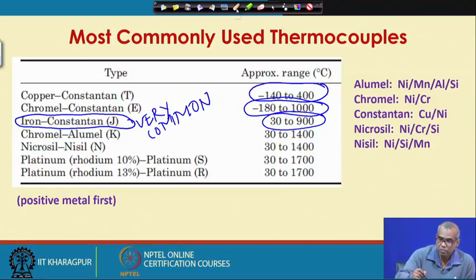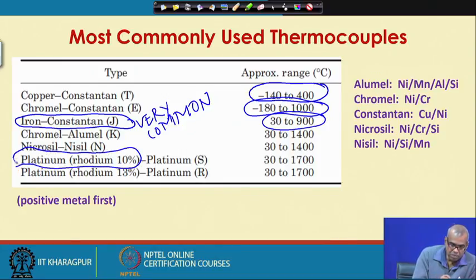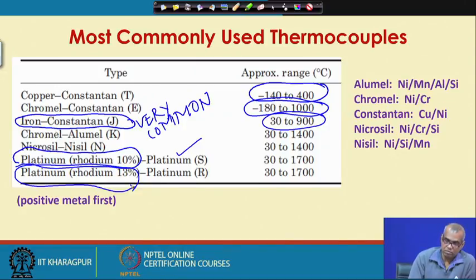So, what it basically means is that here the positive metal consists of 90% platinum and 10% rhodium, and the negative metal consists of 100% platinum. So, this is type S. The next is, the positive metal consists of 87% platinum and 13% rhodium, and the negative metal consists of 100% platinum. So, this is type R.